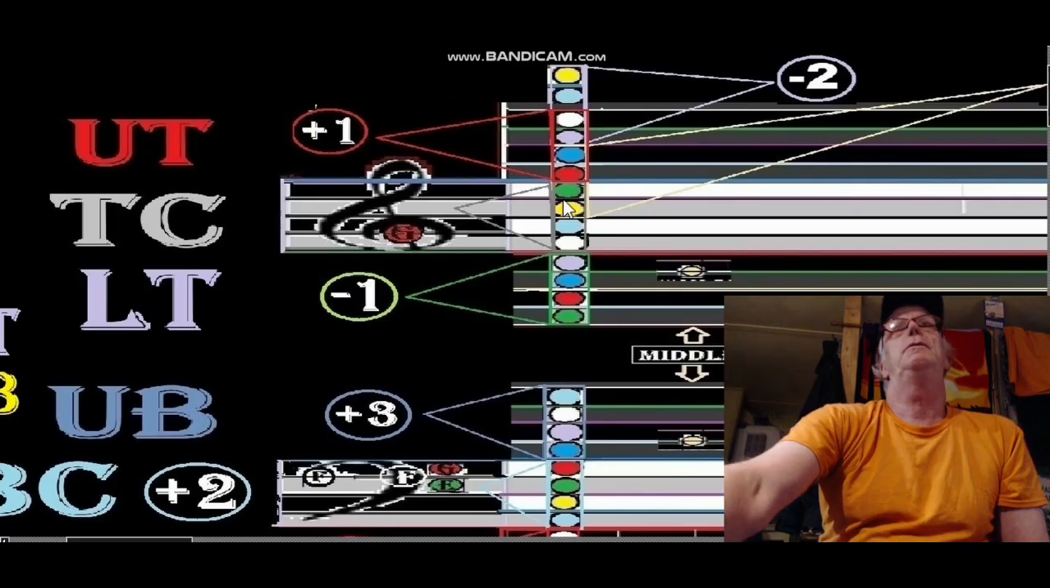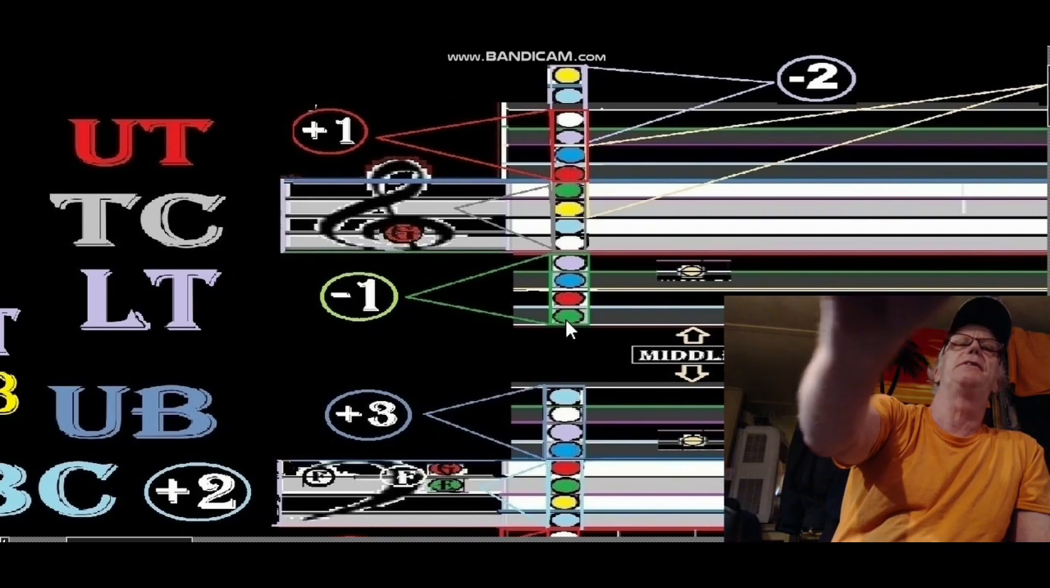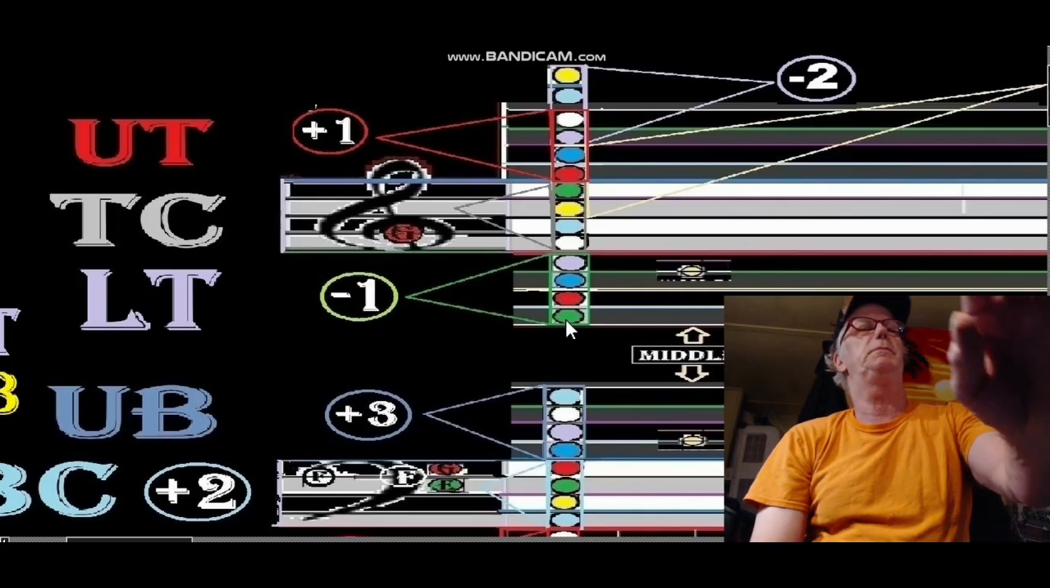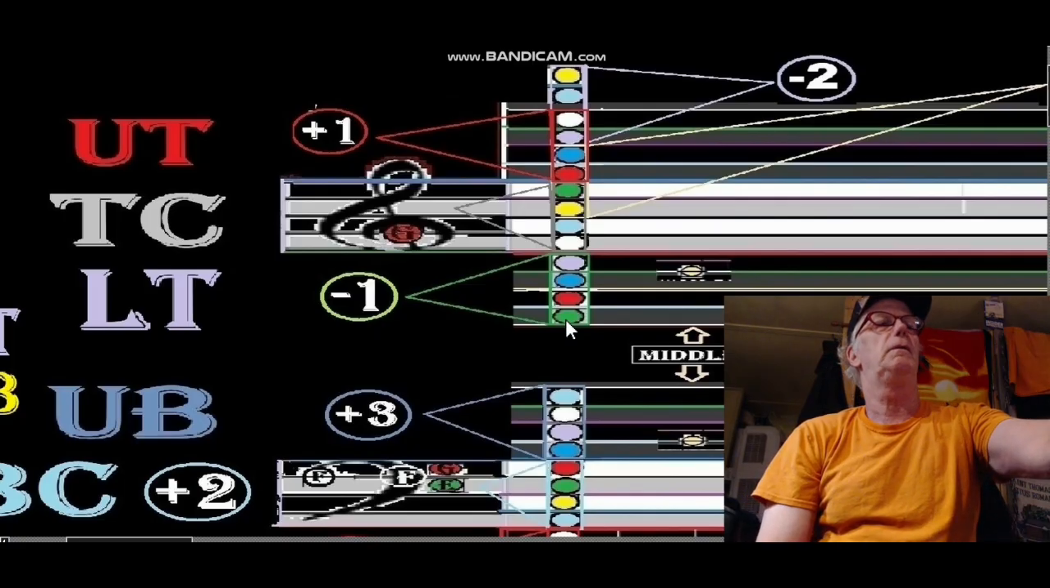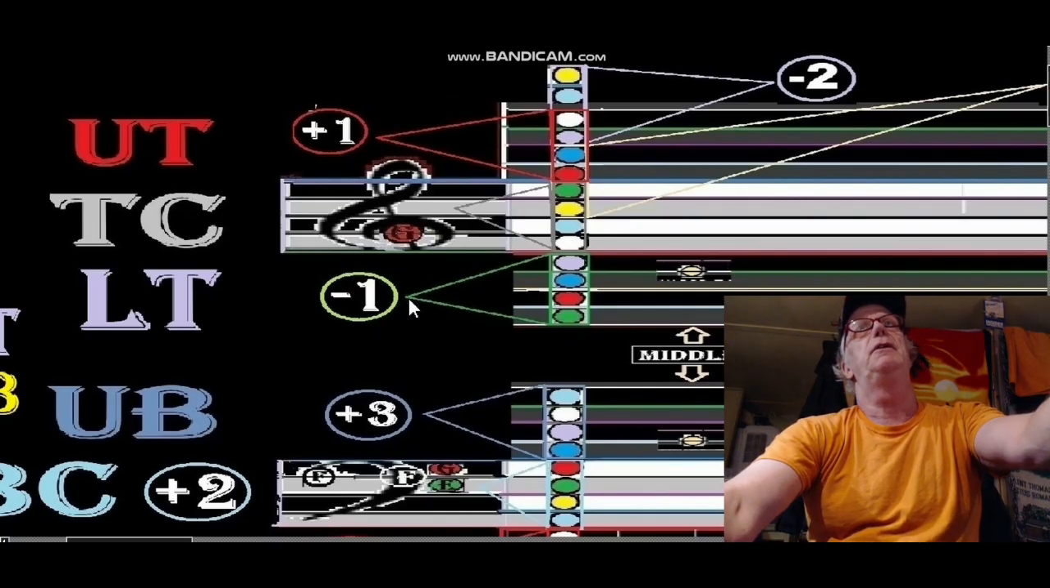So you can see how F would go to G7. What do you think's below it? That's right, E minor 7th. E minor 7th would be below that in the lower treble clef. So I have a nice E minor 7th.